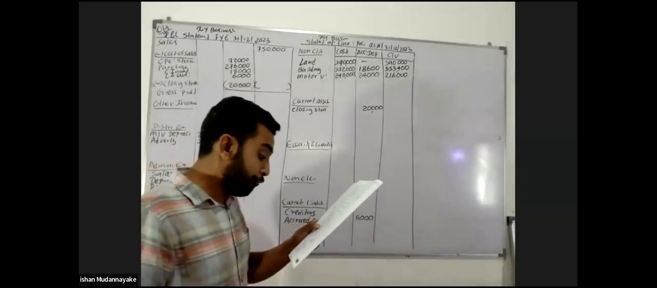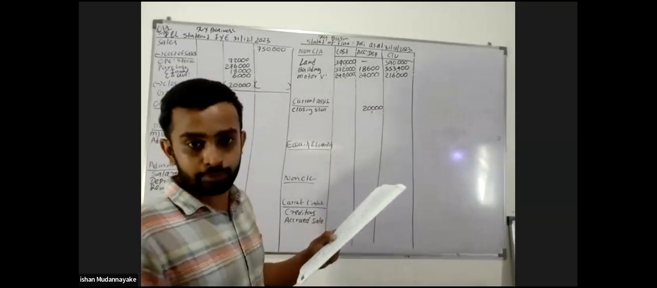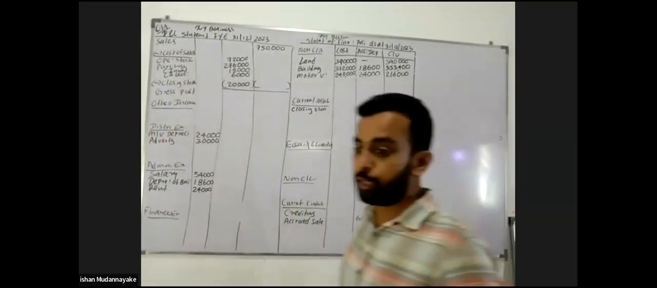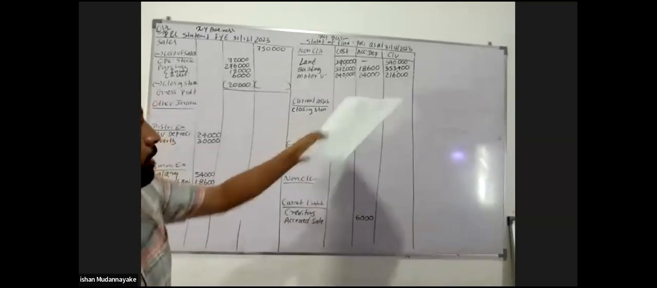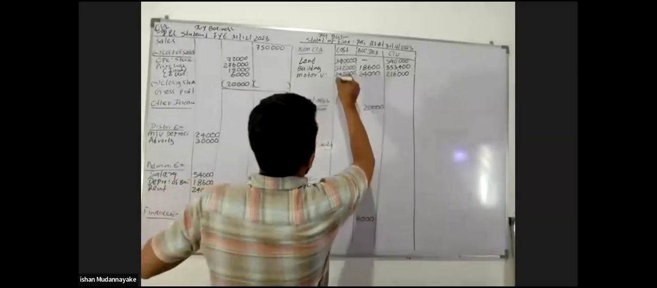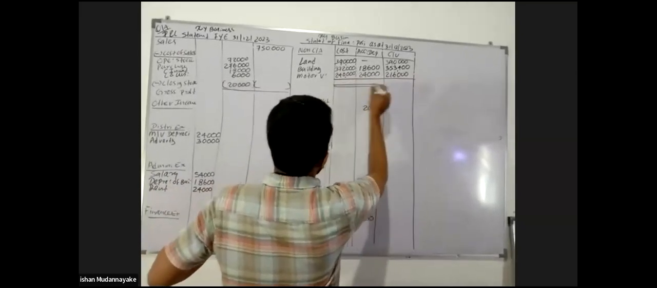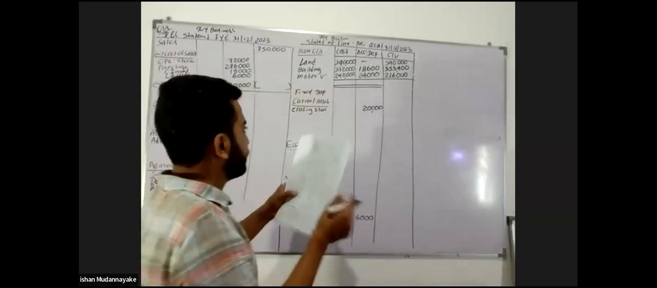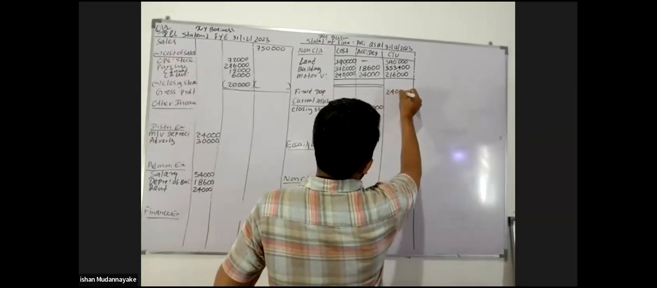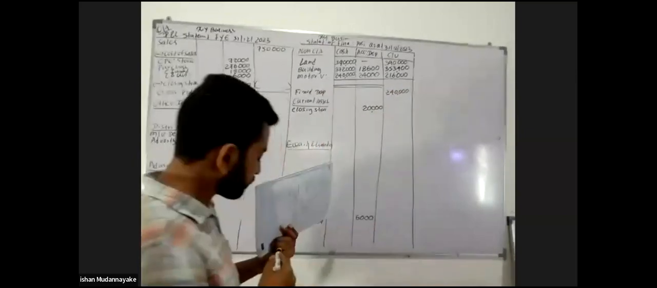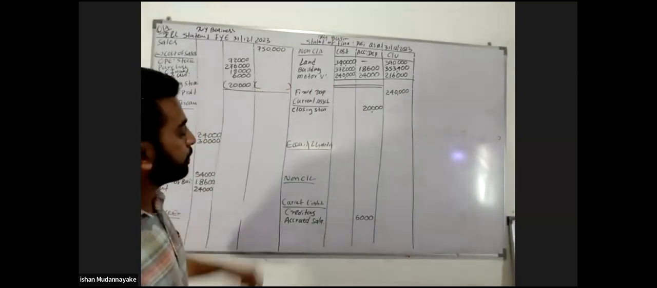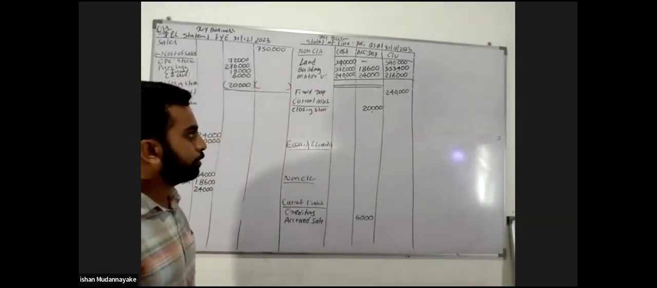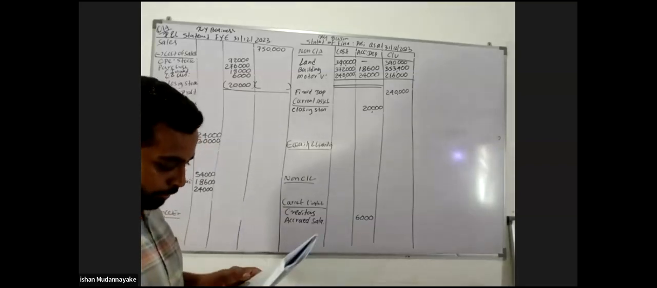And next you can see fixed deposit 10%, 240,000. In this business, there is a fixed deposit of 240,000. Record that fixed deposit under non-current assets. Under non-current assets, write down fixed deposit 240,000. These are long-term assets of the business.